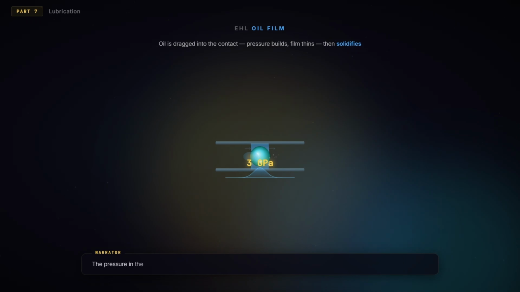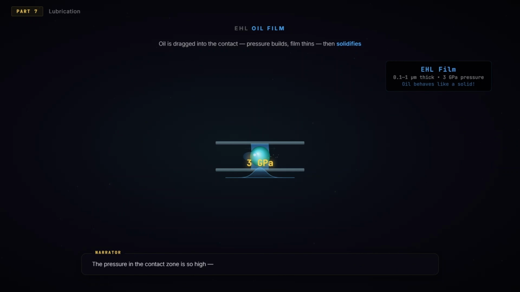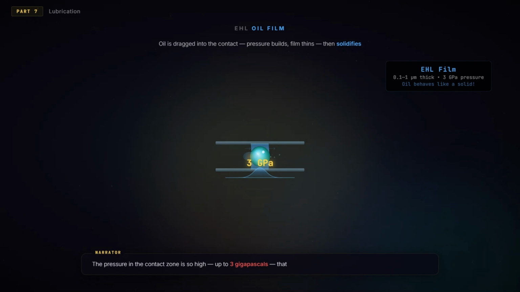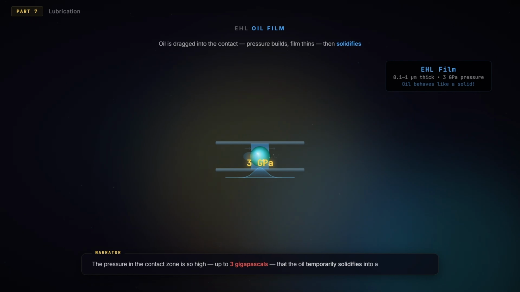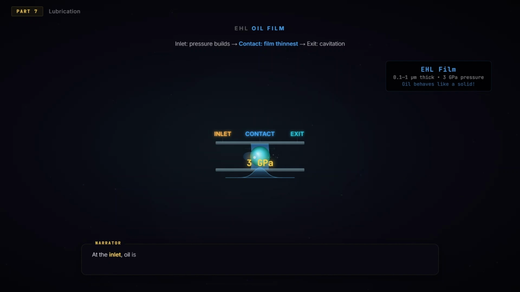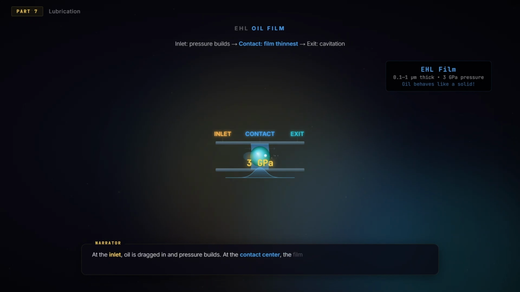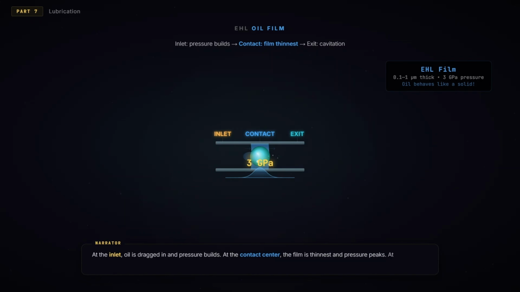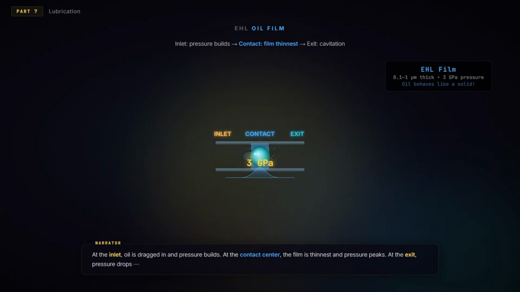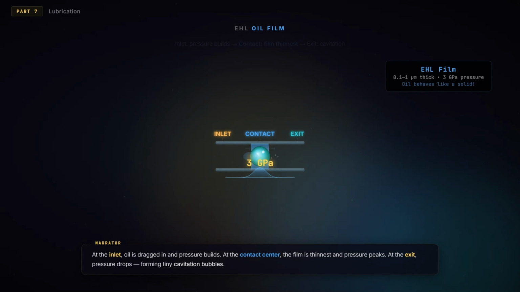The pressure in the contact zone is so high, up to 3 gigapascals, that the oil temporarily solidifies into a glass-like state. At the inlet, oil is dragged in and pressure builds. At the contact center, the film is thinnest and pressure peaks. At the exit, pressure drops, forming tiny cavitation bubbles.